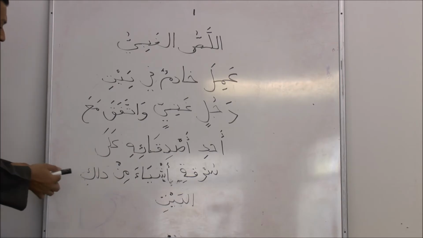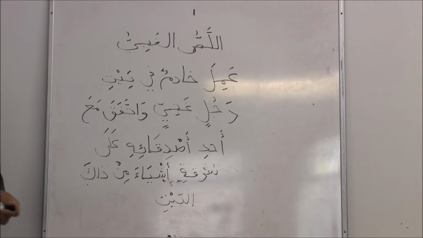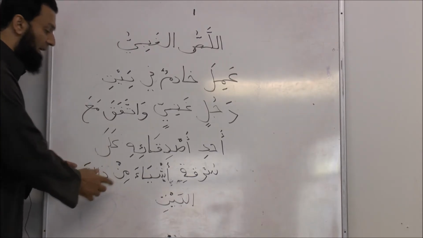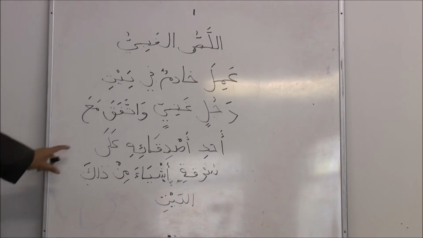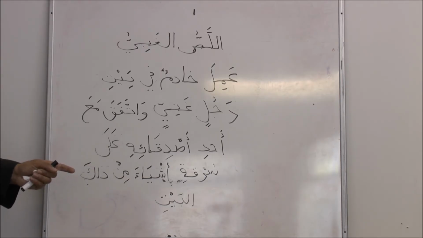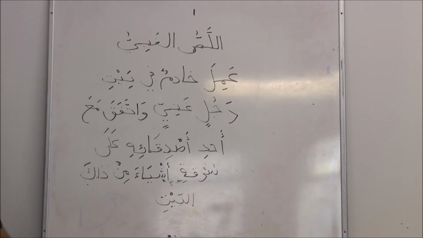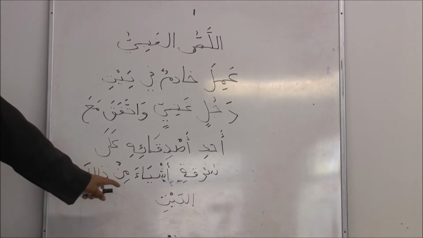But if you look at dhalika, how do you know it's majrurun? By just looking at the word, if it was on its own. No, just as it is now. Oh, we know it's majrur because of min. Yeah, but that's right. We know it's majrur, but it's assumed to be majrur. But if you look at it, you can't tell, can you? No, it's mansub, because dhalika is always dhalika. Wherever it is in the sentence, it's always dhalika. But it's still considered to be majrur, ya Ahsan, because there's a min before it.